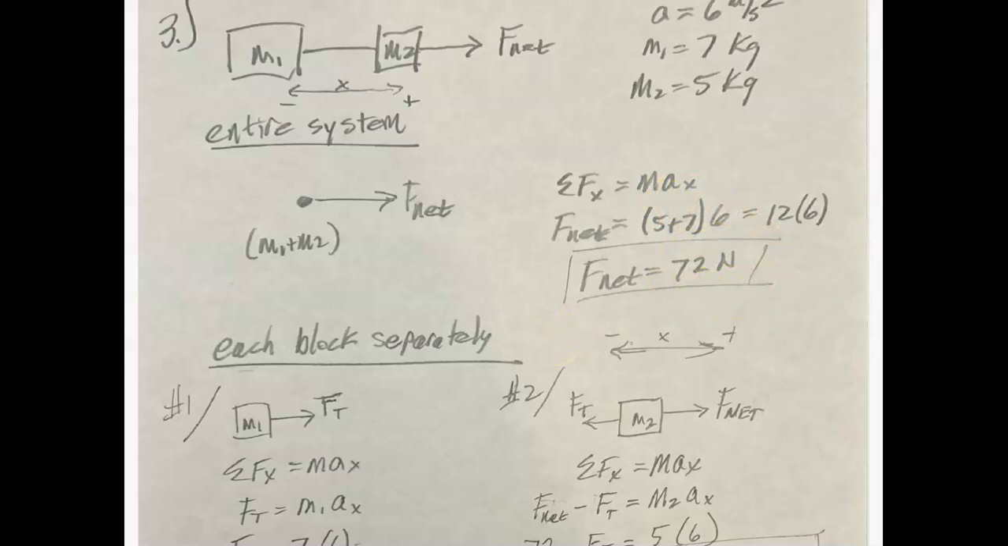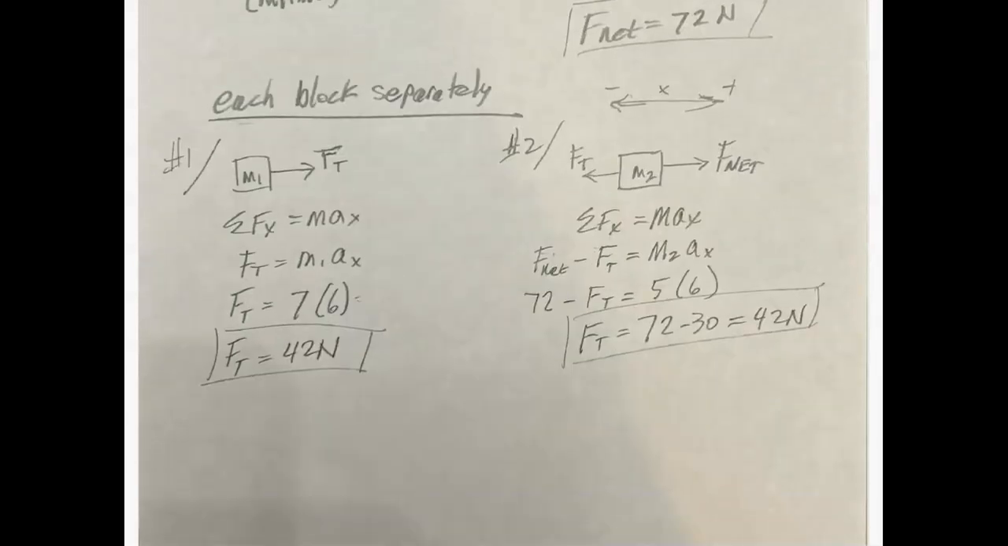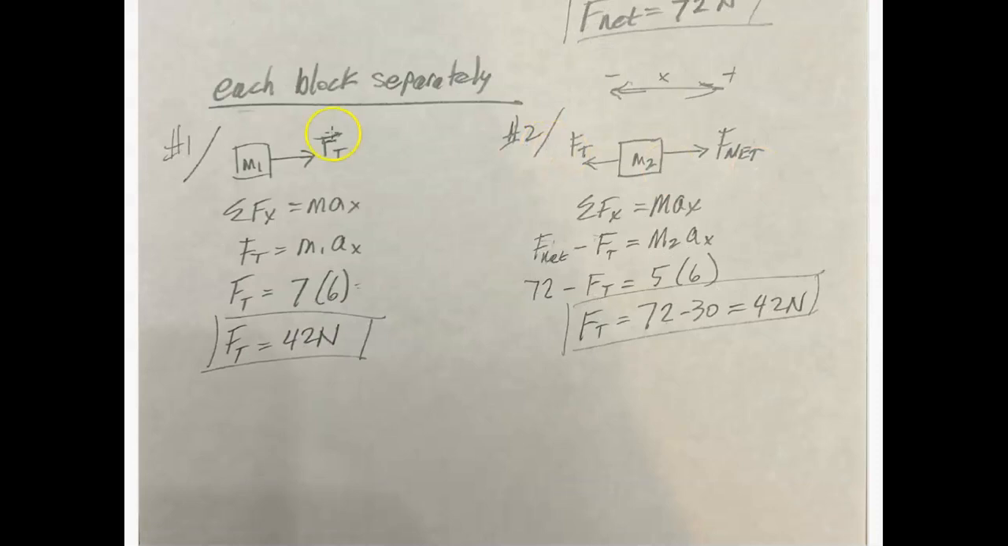What is the tension in the string? Well, that is a force that acts on each block separately. So here's block 1. The tension in that middle string is the only force pulling on block 1. But on block 2, the net force pulls to the right on block 2, and the tension in the string pulls to the left on block 2. So I can use either one of these to find the tension in the string.